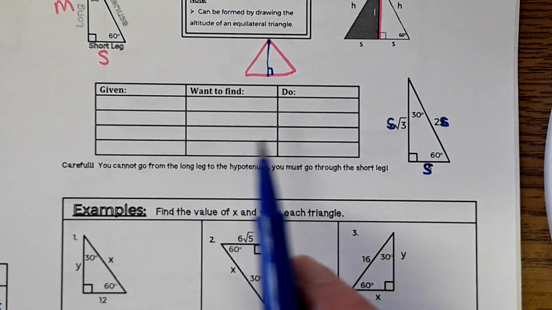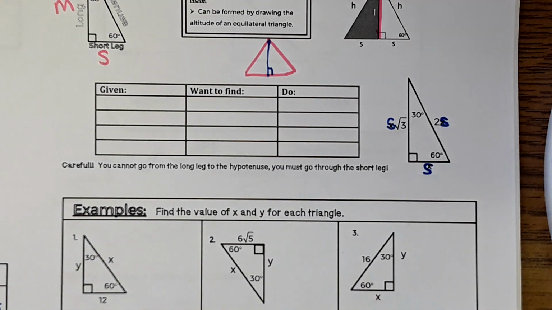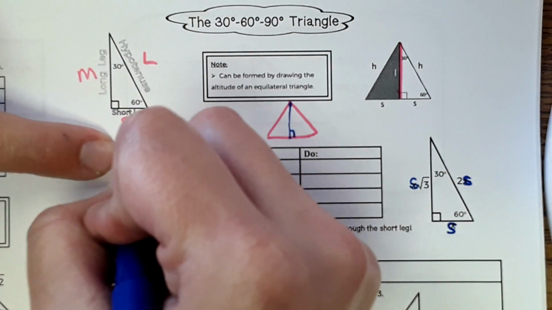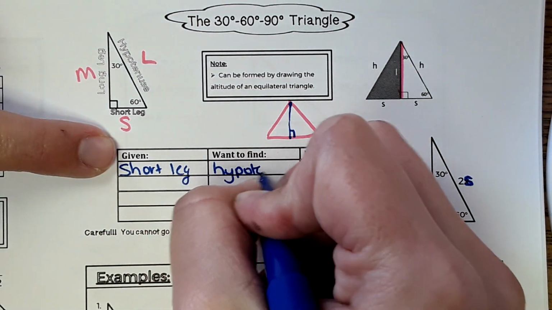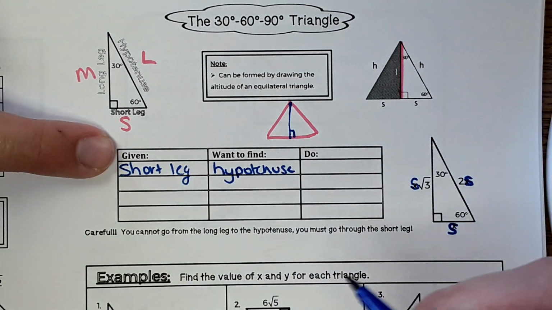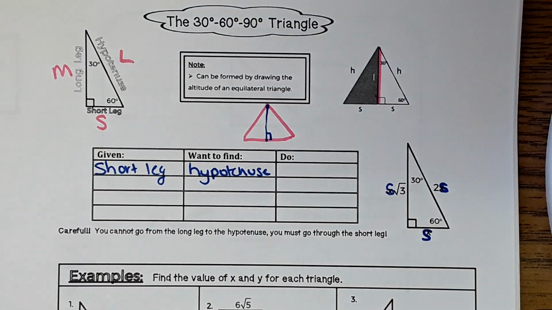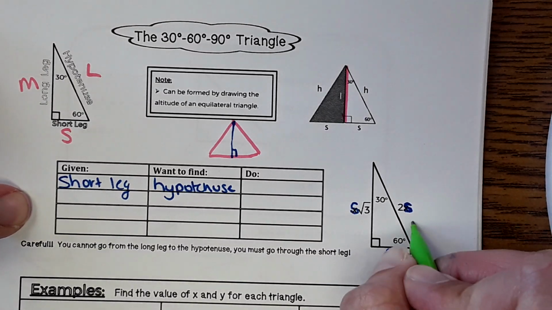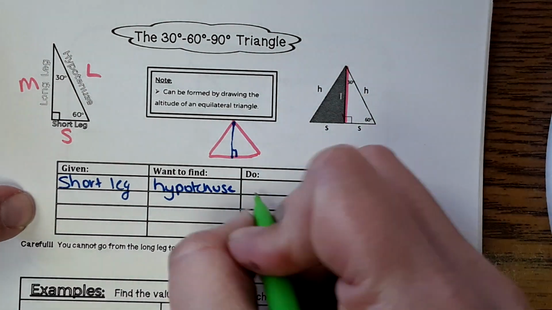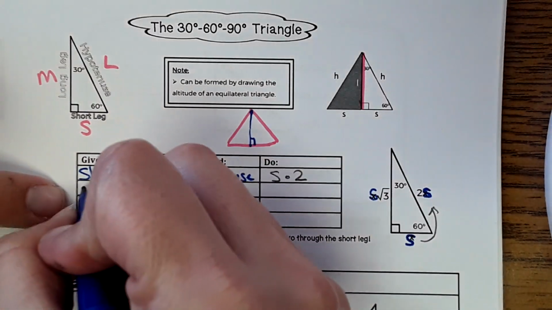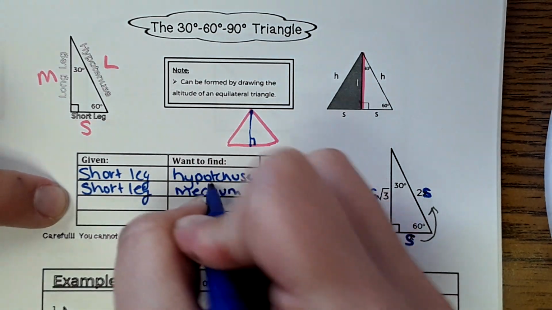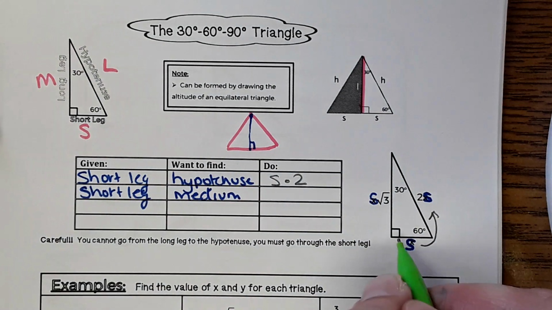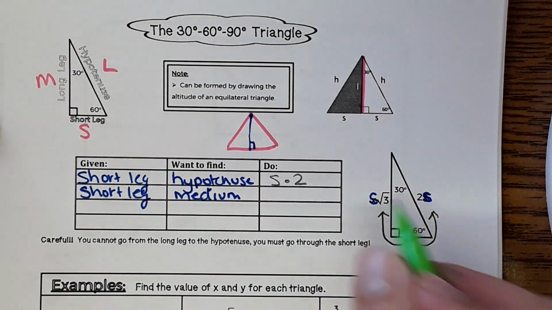Okay, so we're going to fill in a chart. So let's say you're given the short leg and you want to find the hypotenuse. So that would be from here to here. To go from here to here, you'd multiply by 2. So short times 2. Okay, what if you're given the short leg and you want to find the medium side? You'd be going from here to here, so you multiply by square root of 3.